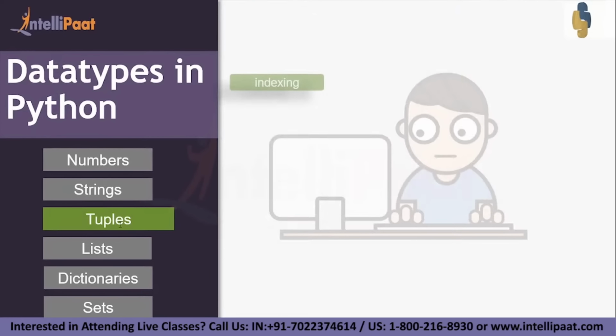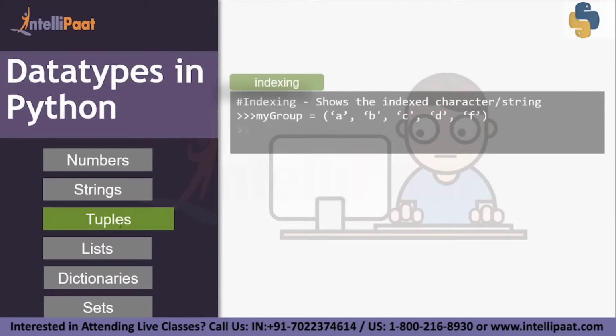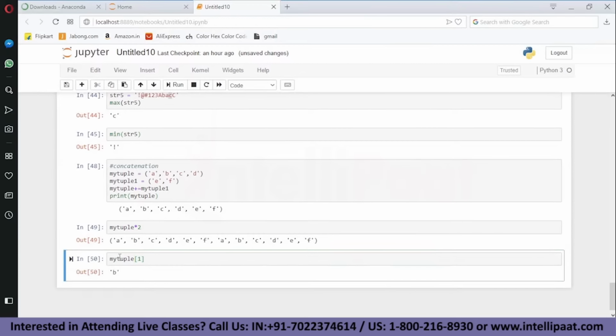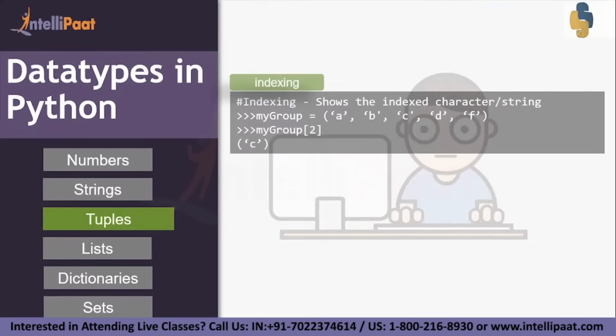The next operation that we need to perform is indexing. Indexing shows the position of a character or a string within the group, or within the tuple. For example, I want to find what character is present at index number 1. So I'll just write my tuple of 1. So at the first index, B is present. It's like A is present at the 0th index, B at 1, C at 2, D at 3, and so on. Fine. So this is how indexing is done in a tuple.